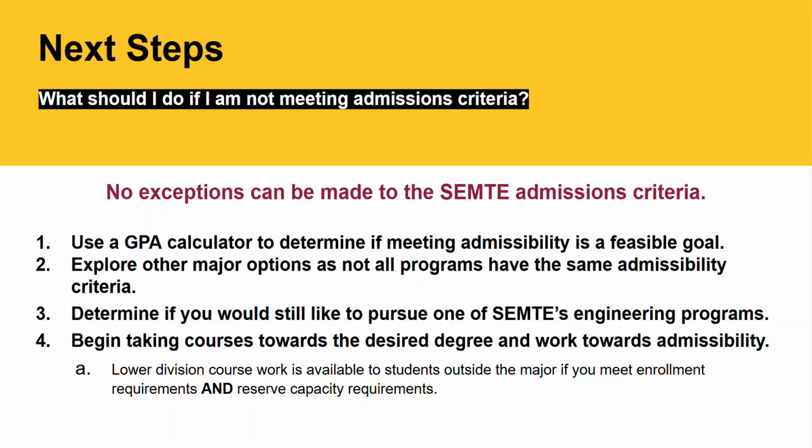Determine if you would still like to pursue one of SEMTE's engineering programs, and you can begin taking courses towards the desired degree and work towards admissibility. Lower division coursework is available to students outside of the major if you meet the enrollment requirements and reserve capacity requirements. So, all of the critical courses listed previously are available to students outside of the SEMTE programs.